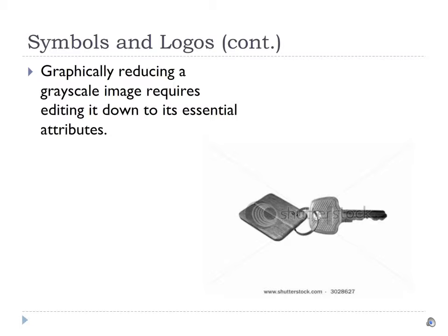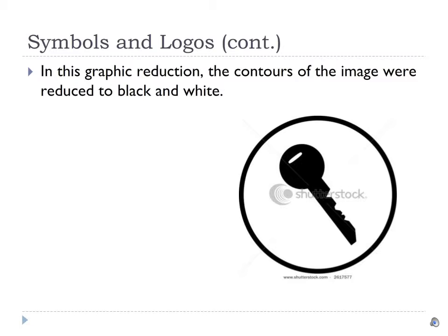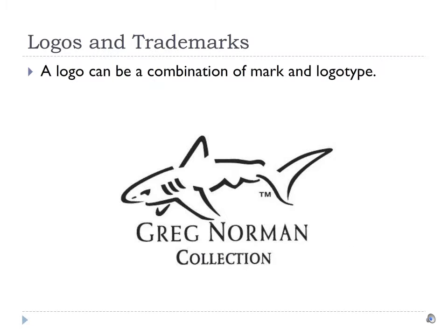Graphically reducing a grayscale image requires editing it down to its essential attributes. Here we have a simple key. We now see the key reduced to a simple image form. In this graphic reduction, the contours of the image will reduce to black and white.